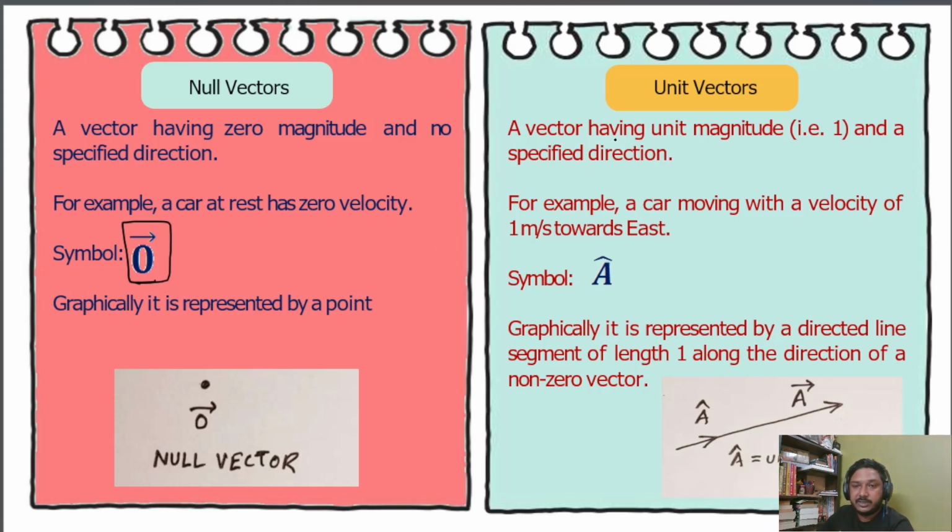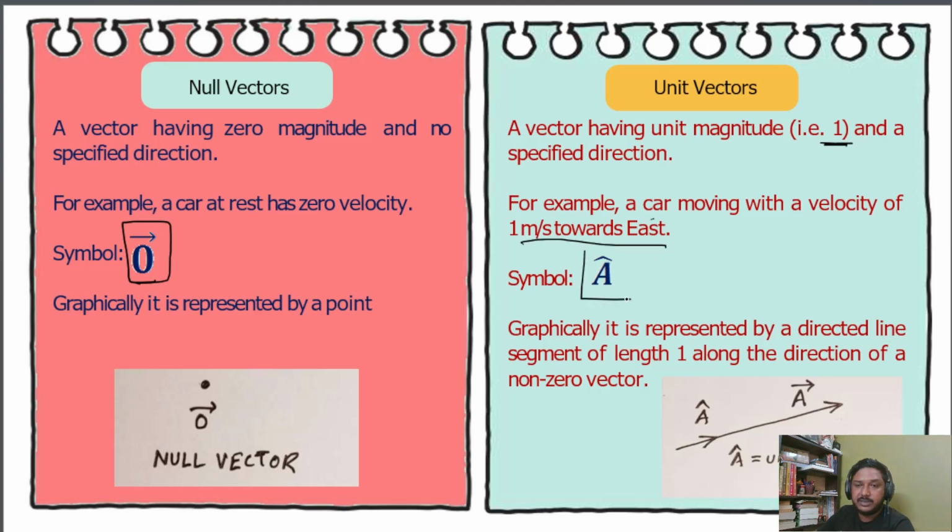Then comes unit vector, a vector having unit magnitude, that is 1. Its magnitude will always be 1 and it will have a definite or specified direction. Null vector has no direction, or rather no specified direction, but unit vector will have a specified direction. The example will be a car moving with a velocity of 1 meter per second towards east. The velocity value is 1.